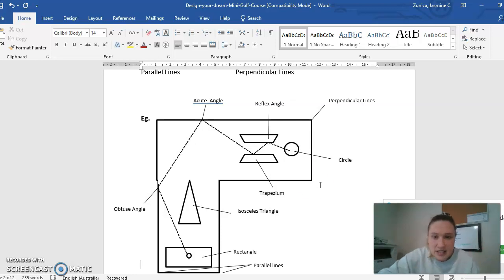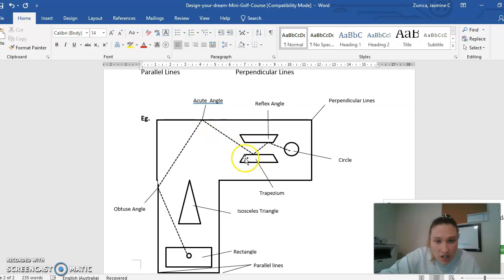This person has got their golf course. They've got a circle here to start off with. They've got their perpendicular lines. Remember, when you're creating it, you've got to have your perpendicular line, so it's in this shape. There are my perpendicular lines. Remember, right angles. Then I also have your acute angle here. This will be measured under 90 degrees, okay?